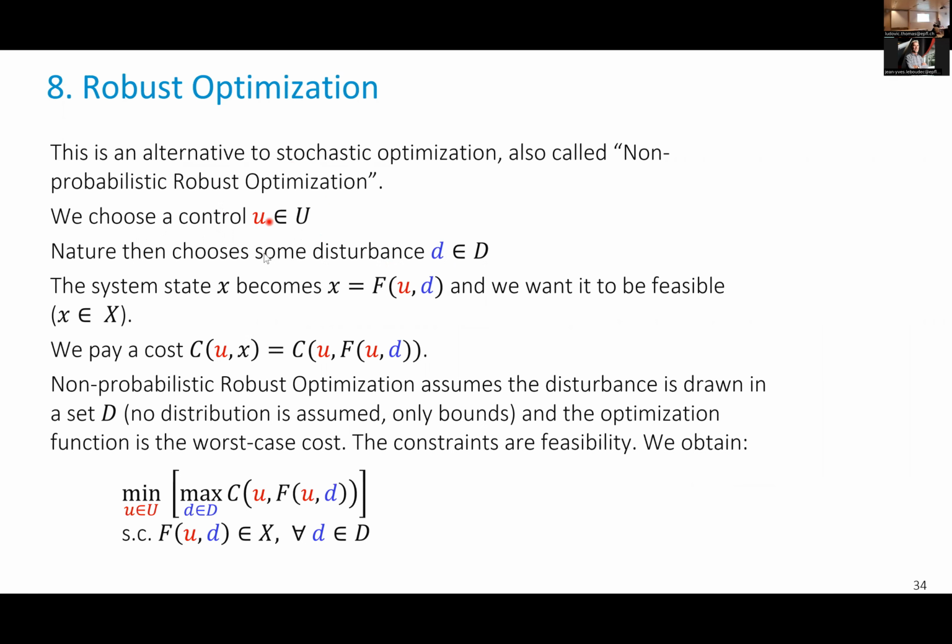We have a control to choose. Nature will play a disturbance. The system state is the result of both. And we pay a cost that depends on our choice of the control and the resulting state here.